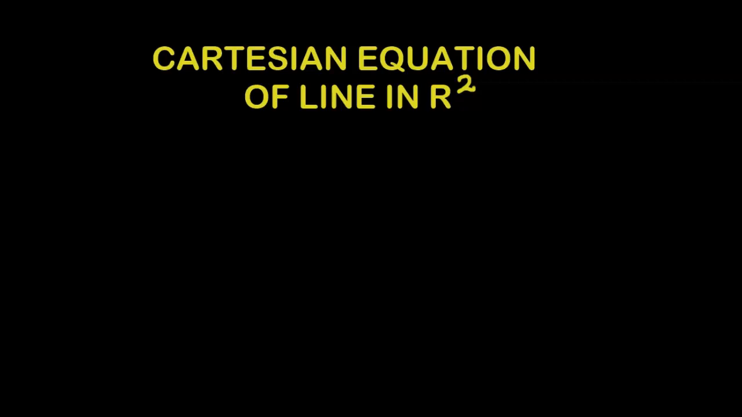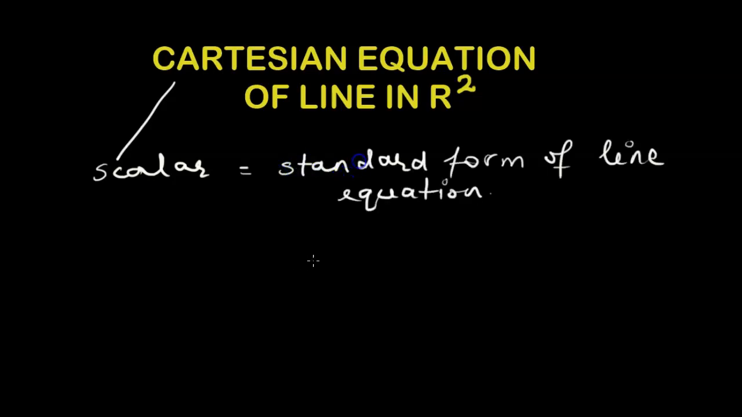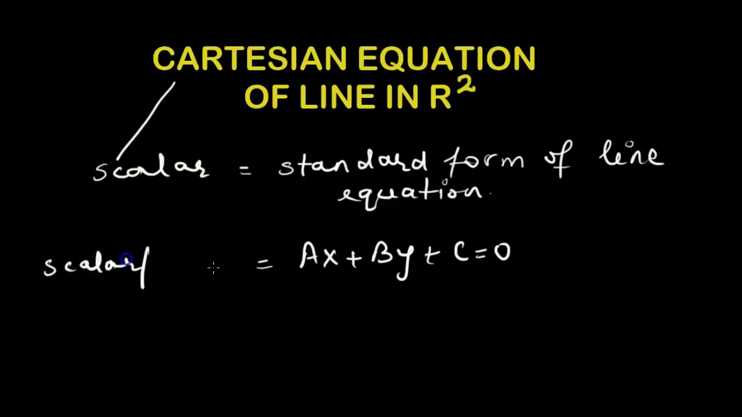Hey guys, in this lesson we will understand how to write down the Cartesian equation of a line in R2, that is 2-space. Cartesian form of equation is also called scalar form, and scalar is nothing but the standard form of line equation. We know a standard form of line equation is ax plus by plus c equal to 0, and this is also called scalar or Cartesian form of line equation in 2-space.